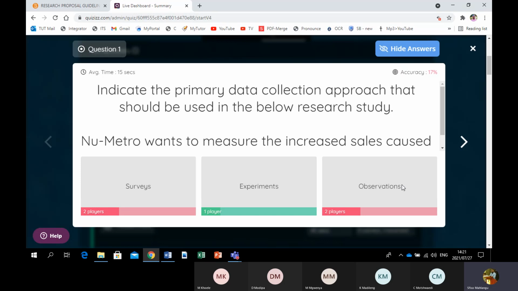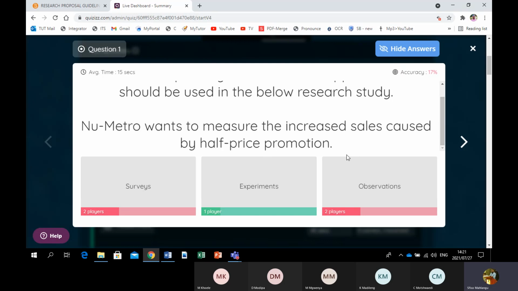The ones who indicated observation instead of experiments, I'm not blaming you here. Observation and experiments are similar. It's just about what we are measuring, the variables. In this case, they wanted to measure the variable of sales. It's not humans that we're going to observe, so that makes it an experiment instead of an observation. But it's better to choose observation than to choose survey, because there was no communication needed here. Remember, we're just going to run a half price promotion and look at the sales, whether people are buying or not buying.